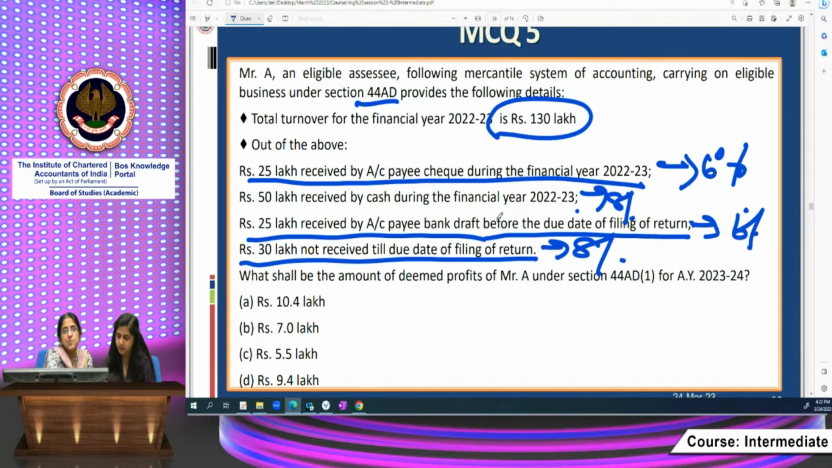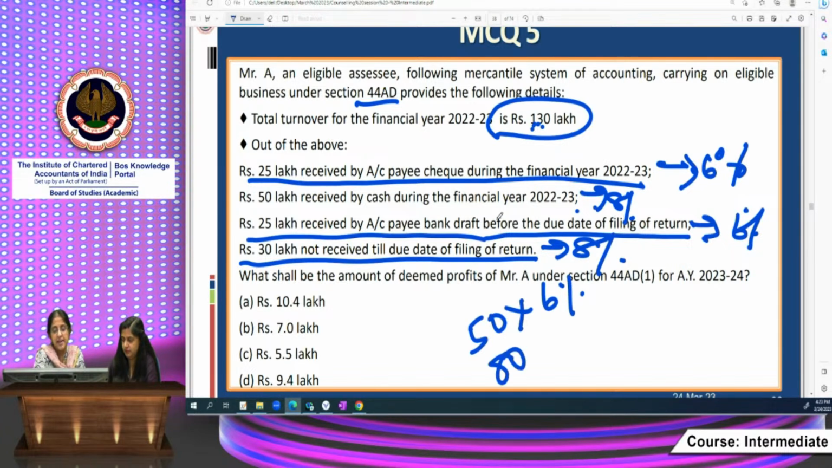Sometimes the last one they might not give you. This sentence they don't give you. So it should not happen that you compute 6% on this and 8% on this and leave out the 30 lakh, because you have to see the total receipts. So whatever qualifies for 6%, 25 plus 25, 50 lakh, qualifies for 6%. 130 minus 50, 80, qualifies for 8%. That's the way you should do it.